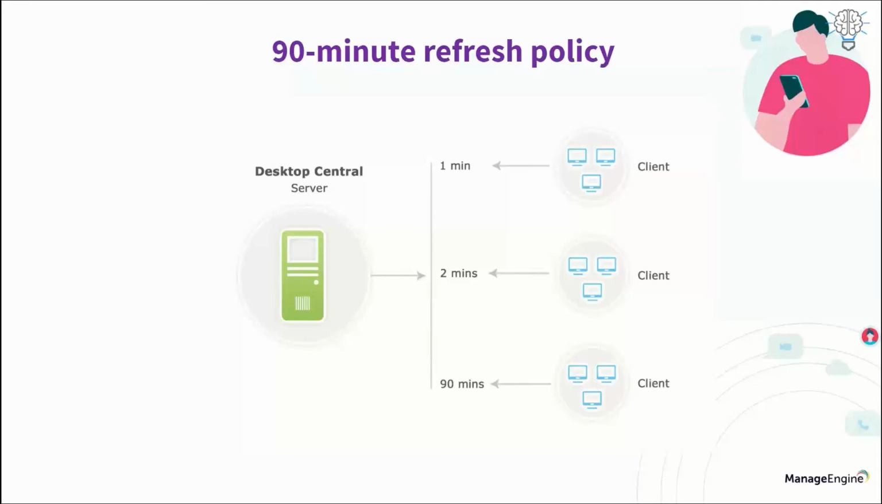Even if you have 90 machines or 900 or even 9,000 machines, this 90 minutes will be divided between them and each machine will be given a specific time to talk with the server. The server has the intelligence to assign a time for each client to talk to the server. And this is to avoid network congestion or bandwidth related issues. So the 90 minutes refresh policy is designed in such a way that the load to the server will be split evenly.